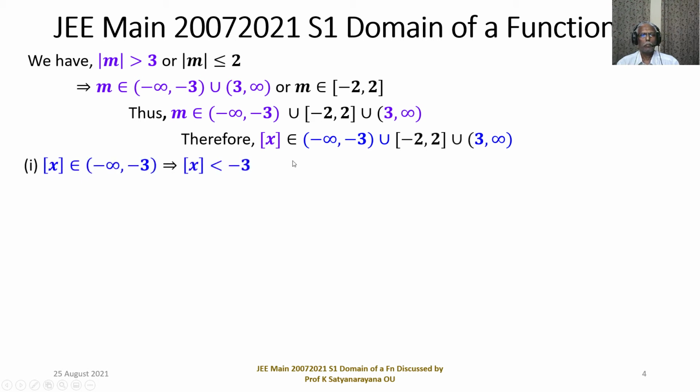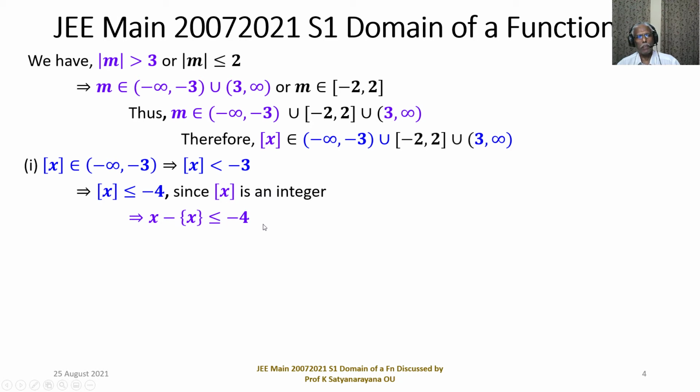So, case 1. Bracket x belongs to minus infinity to minus 3 open interval. That means bracket x will be less than minus 3. When bracket x less than minus 3, because bracket x is an integer, bracket x must be less than or equal to the next integer to the left of minus 3, that is minus 4. Because bracket x is an integer and bracket x less than minus 3, that will imply bracket x less than or equal to minus 4. What is bracket x? Bracket x is x minus fractional part of x less than or equal to minus 4. So send that fractional part to the other side. This will imply x will be less than or equal to minus 4 plus fractional part of x, where fractional part of x lies between 0 and 1 and fractional part of x also takes the value 0.